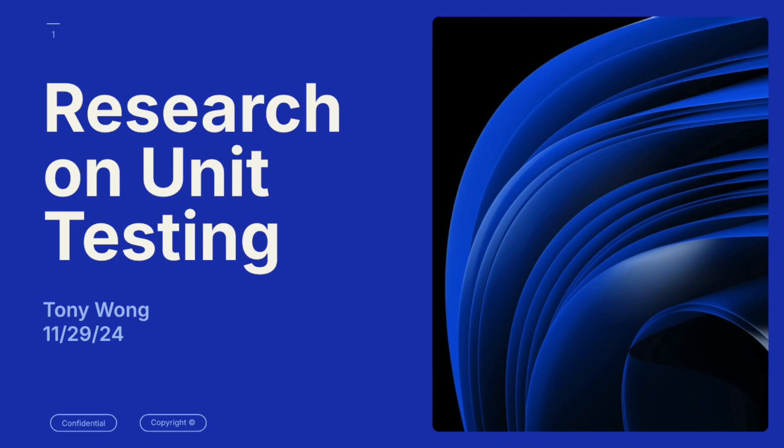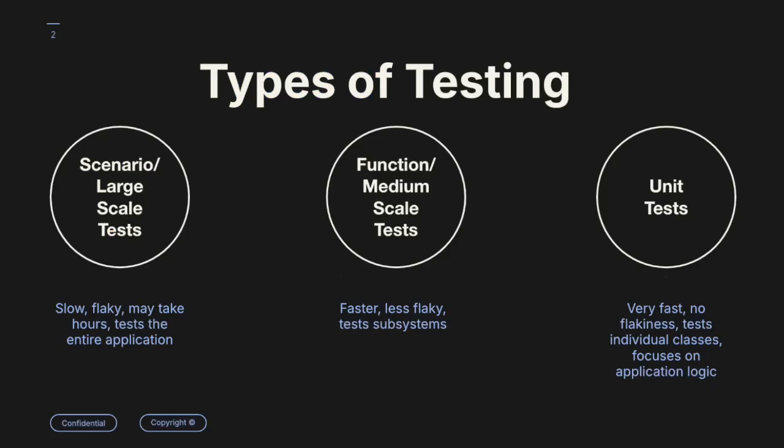Let's get started. Unit tests are only one piece of the puzzle when it comes to testing your software. There are other types of tests like functional tests and integration tests, but unit tests are the smallest, fastest, and most isolated form of testing, which makes them incredibly useful during development.